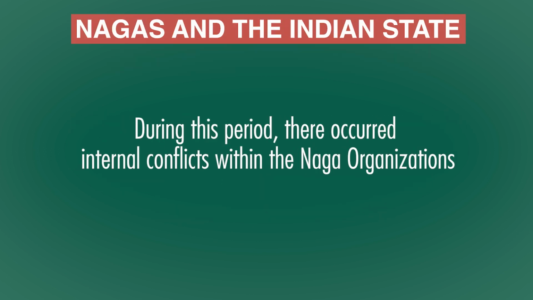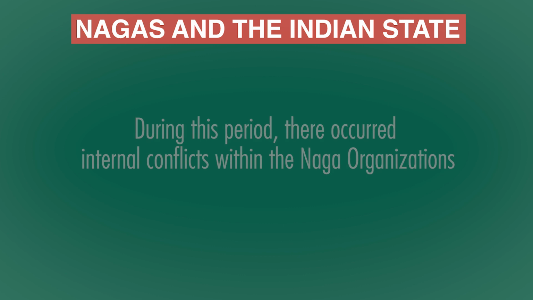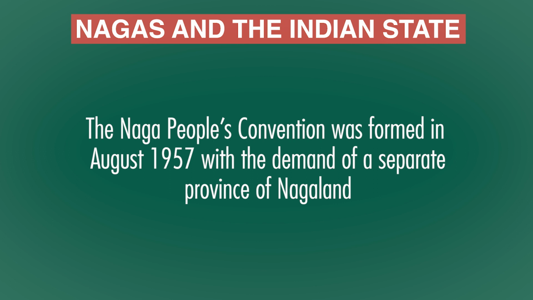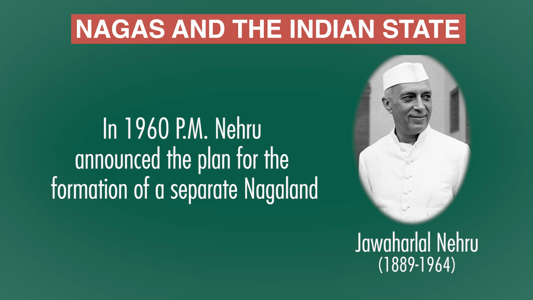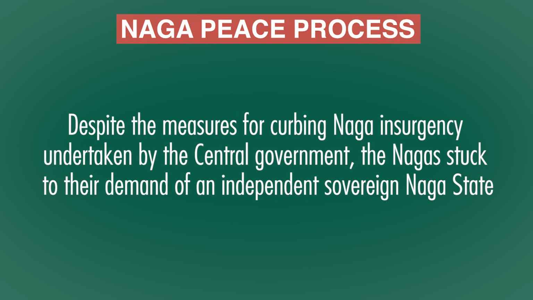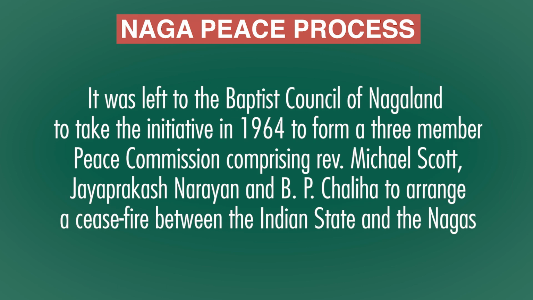During this period, there occurred internal conflicts within the Nagas themselves. The Naga People's Convention, which was another representative organization of the Nagas, was formed in 1957, and they started the demand for a separate province of Nagaland. In 1960, Prime Minister Nehru announced the plan for formation of a separate state of Nagaland. Despite different measures to curb Naga insurgency, the Nagas stuck to their demand of an independent state of Nagaland, which would be sovereign. It was left now to the Baptist Council of Nagaland to take initiative in 1964 in order to find out a peaceful resolution of the issue.